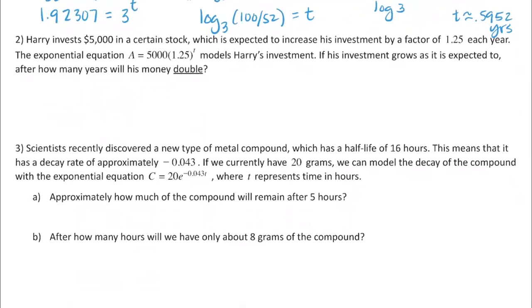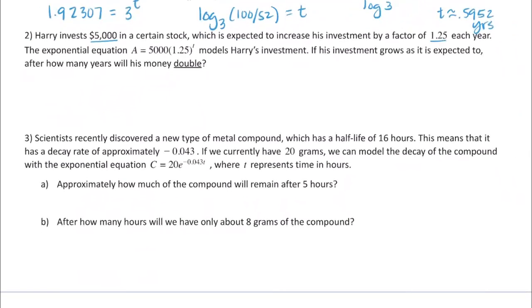Harry invests $5,000 in a certain stock, which is expected to increase his investment by a factor of 1.25. The exponential equation is here, models his investment. If his investment grows as expected, after how many years will his money double? So that's kind of a tricky question. So we need to know what that amount is.